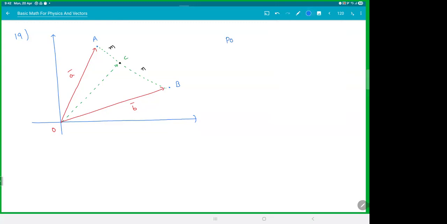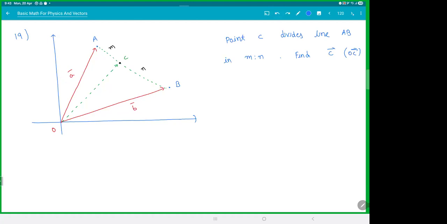Ratios basically. So point C divides the line AB in m is to n ratio, maybe 2 is to 3, 3 is to 4, and so on. So using this information, you need to find the vector OC bar or simply C bar. So your answer should be in terms of m, n, A bar, and B bar.